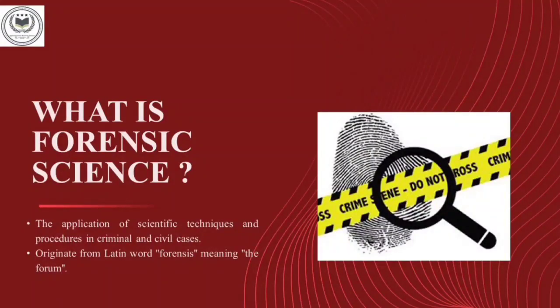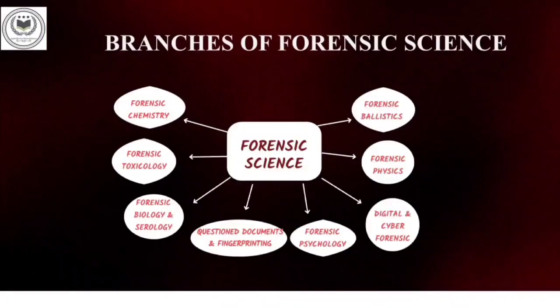Now let us discuss what is forensic science. The word forensic originated from the Latin word forensis, which means the forum, that is the court. Forensic science is a branch of science which involves various techniques and methods of sciences in the criminal justice system. The following are the major branches of forensic science: forensic chemistry, forensic toxicology, forensic biology and serology, questioned documents and fingerprinting, forensic psychology, digital and cyber forensics, forensic physics and forensic ballistics.